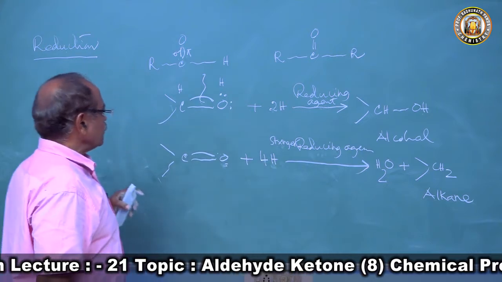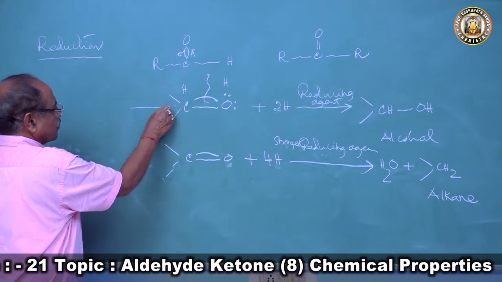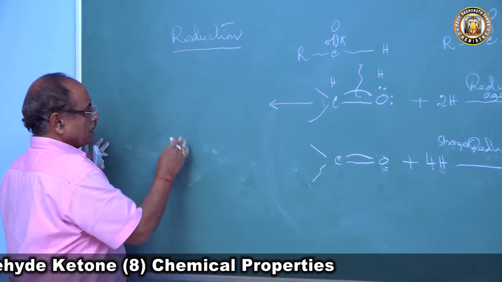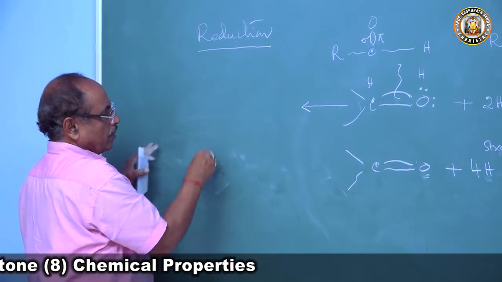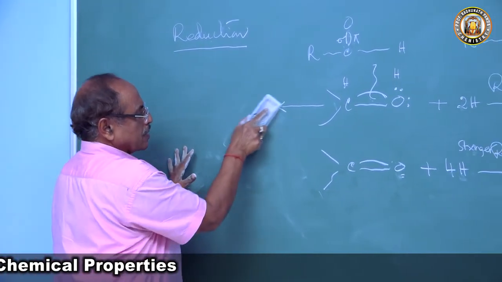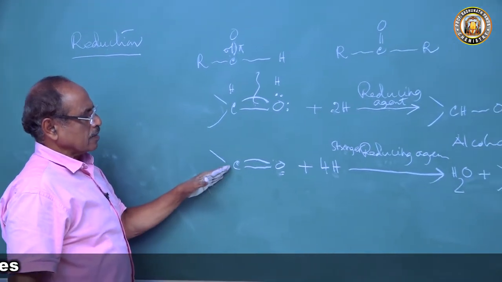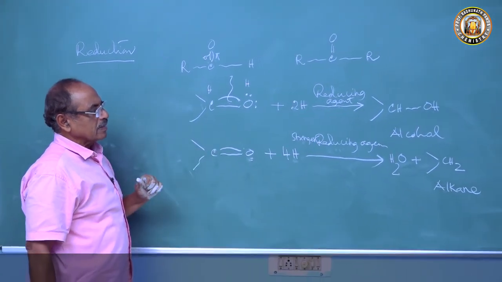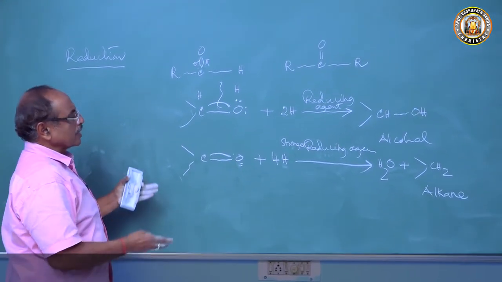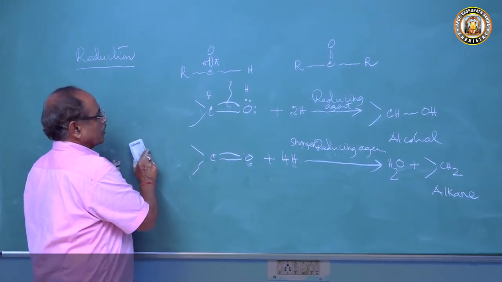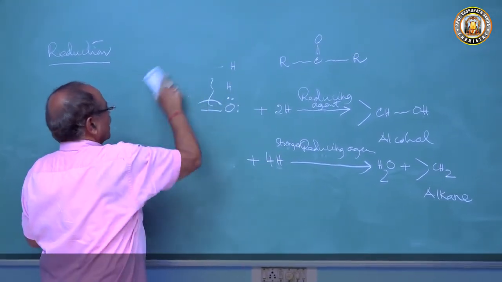The reduction to alcohol is done by specific reducing agents, which give us alcohol. And there are other specific reducing agents that give us the alkane. So what are these reducing agents?